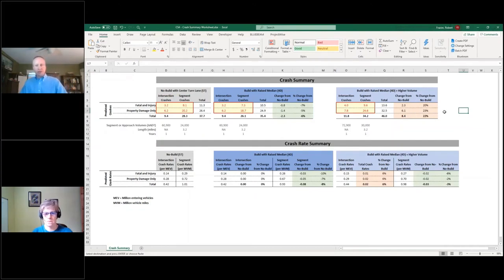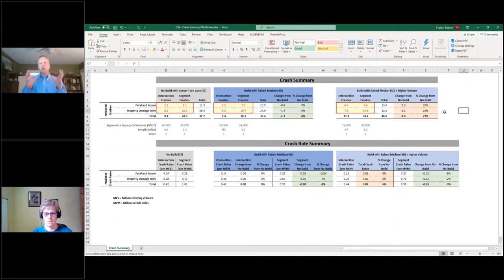Not unexpected, our volume went up. So now, since our volume went up, our crashes are going to go up. And so suddenly the bottom part of this table gets even more important than it was before. Before it was important, you wanted to know what was happening with your crash rates, which is basically the effectiveness of the facility, the performance of the facility on a per exposure basis, per vehicle mile traveled or per entering vehicle. So to me, that is always a very important measure.